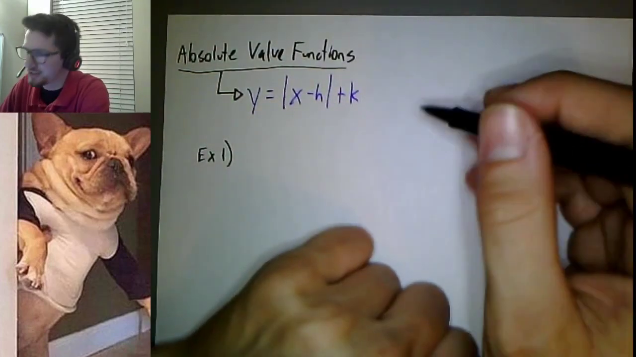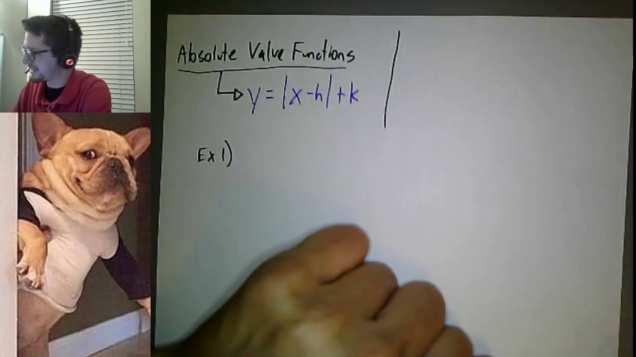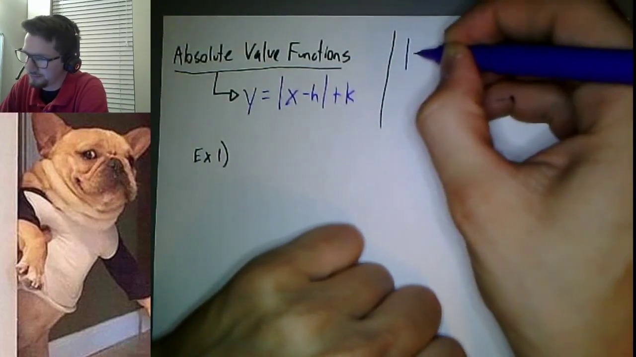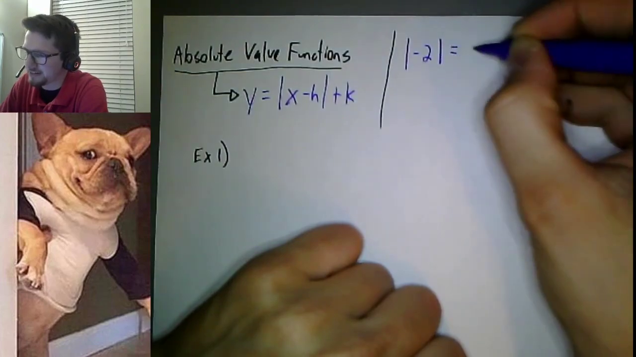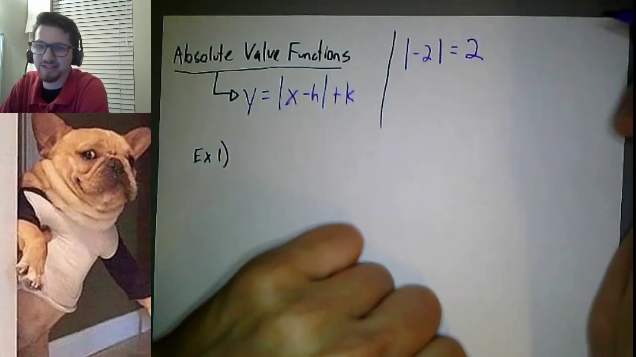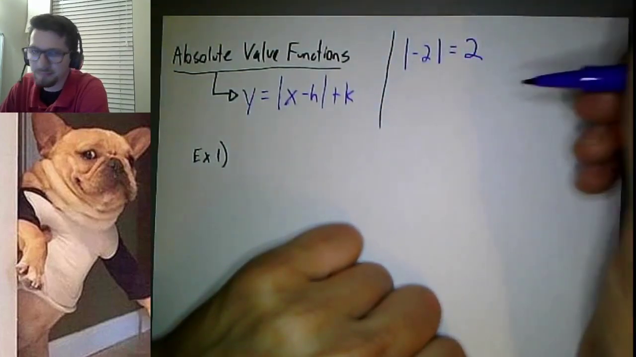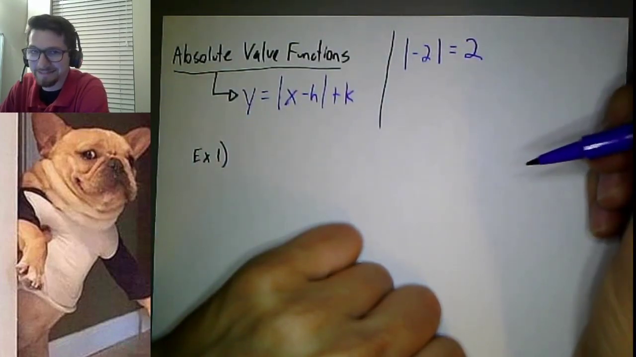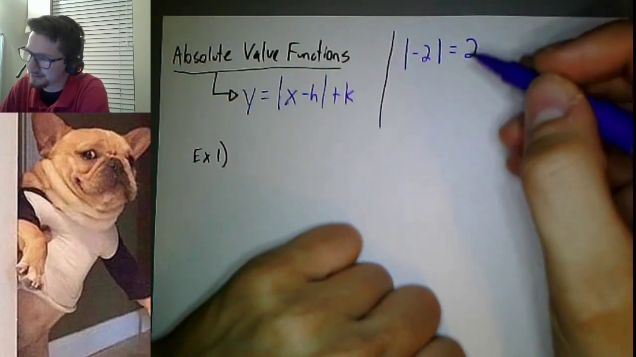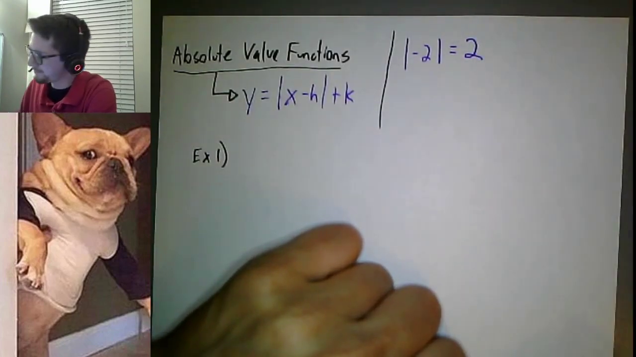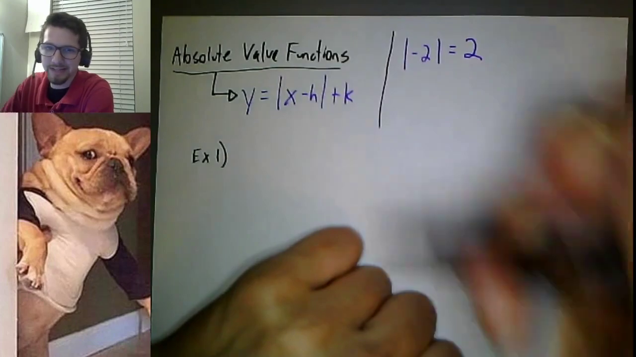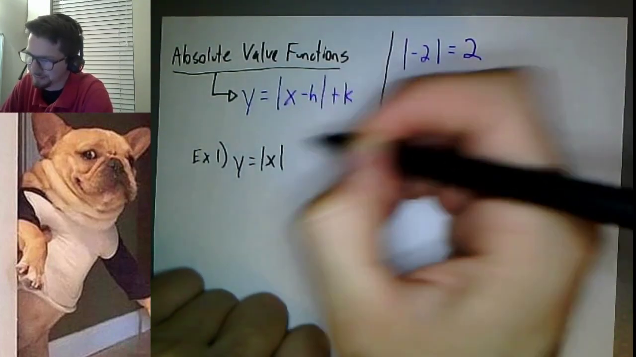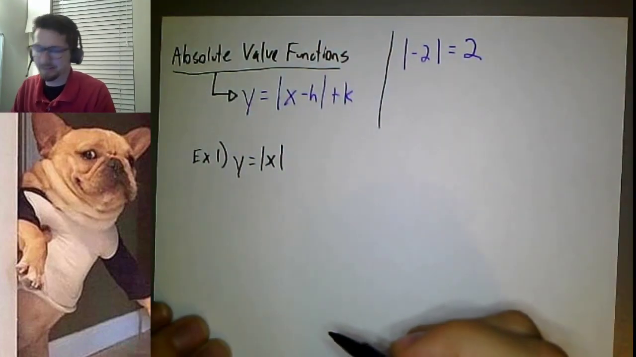First off, just a reminder as to what the heck absolute value does. The absolute value of -2 would be +2. That's literally it. It turns negative things positive. So, my example number 1, let's graph y equals the absolute value of x to see what it looks like.